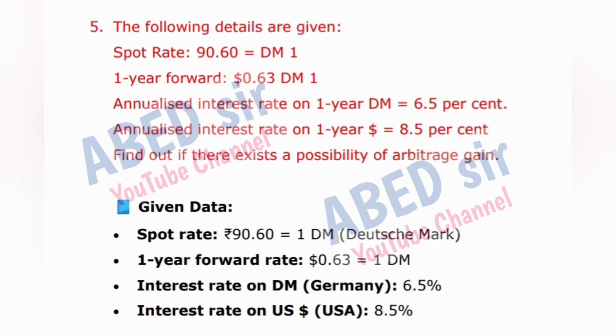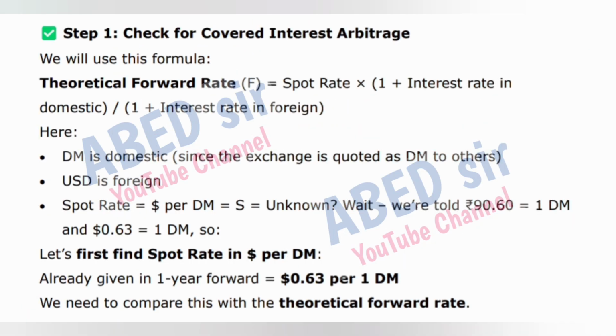Given data: spot rate 90 rupees and 60 paise is equal to 1 DM. 1 year forward rate 63 cents is equal to 1 DM. Interest rate on DM, Germany 6.5%. Interest rate on US dollar, USA 8.5%. Step 1. Check for covered interest arbitrage. We will use this formula.